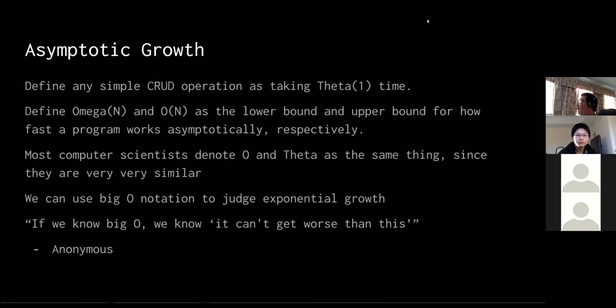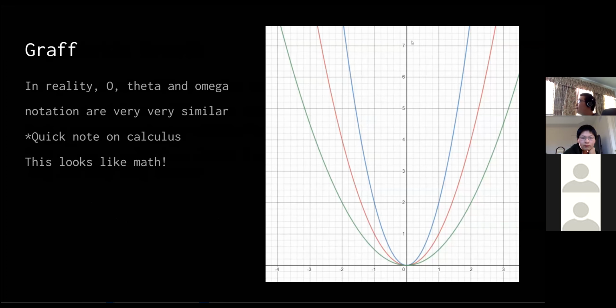All we know is that O(n) denotes the upper bound for how fast the program works given a size. So basically, if you have something of size n, it will take n time. That doesn't mean anything unless we define what O is, so we kind of need to define it.